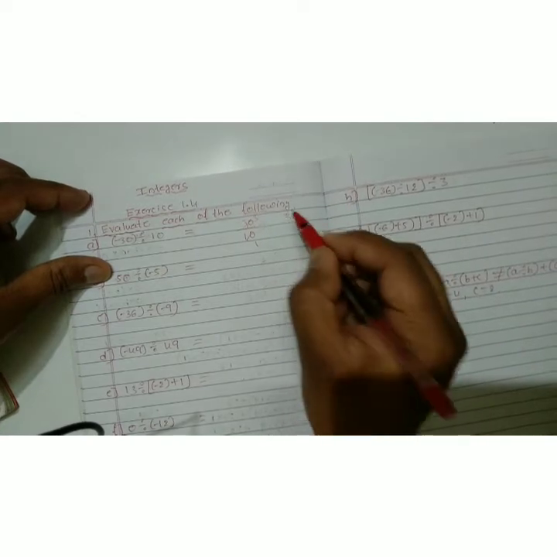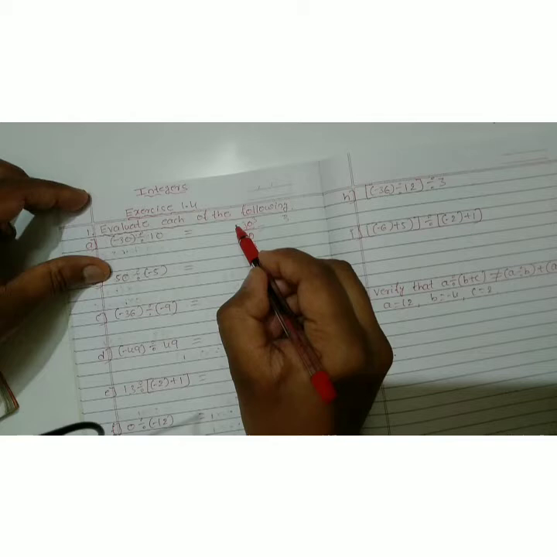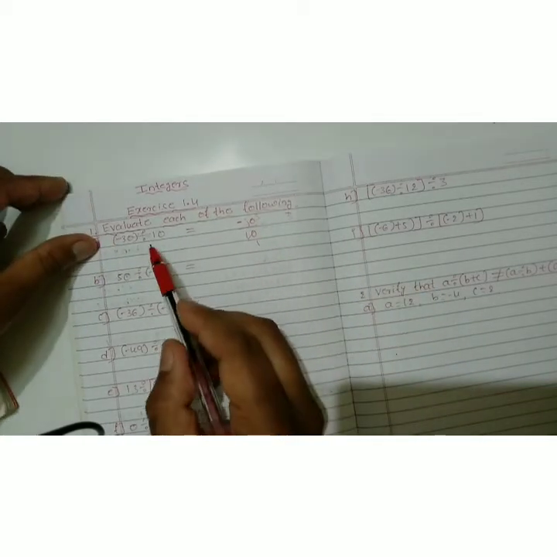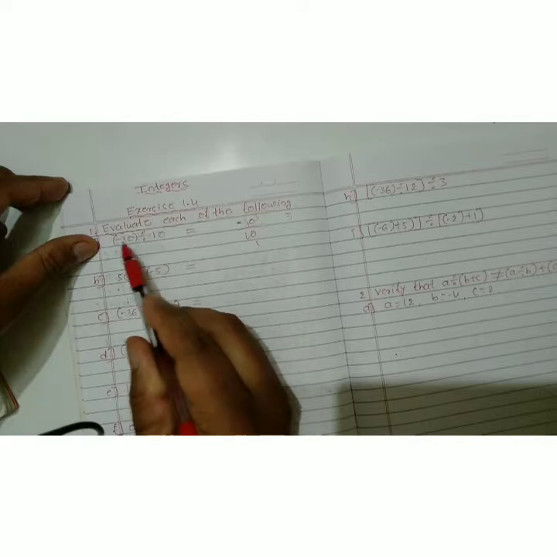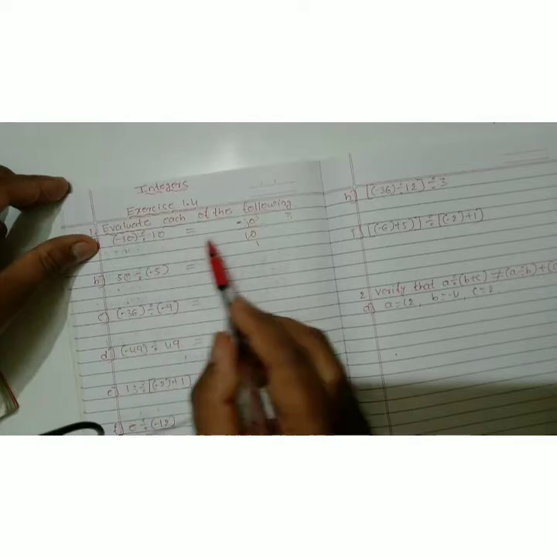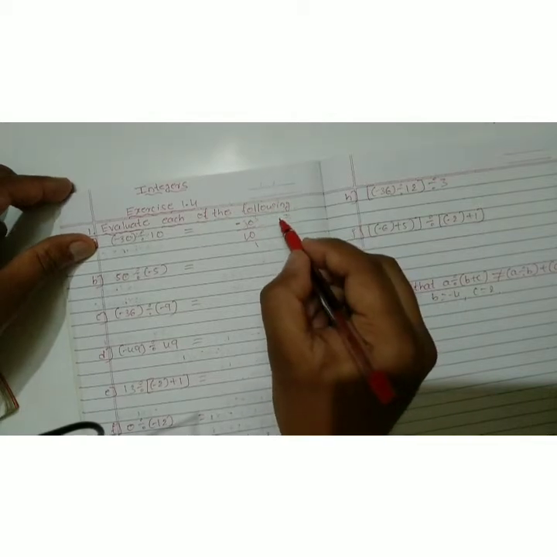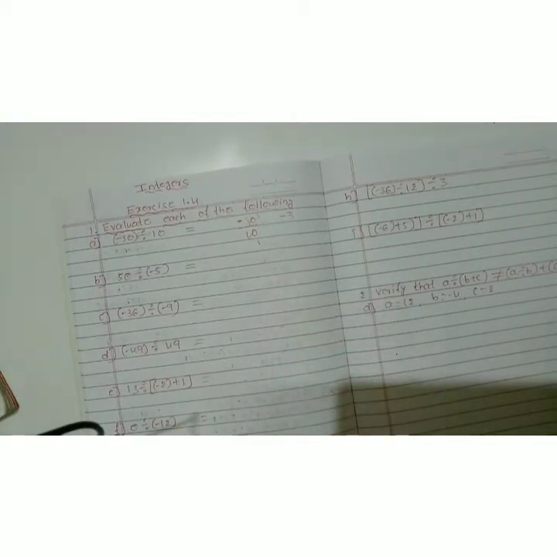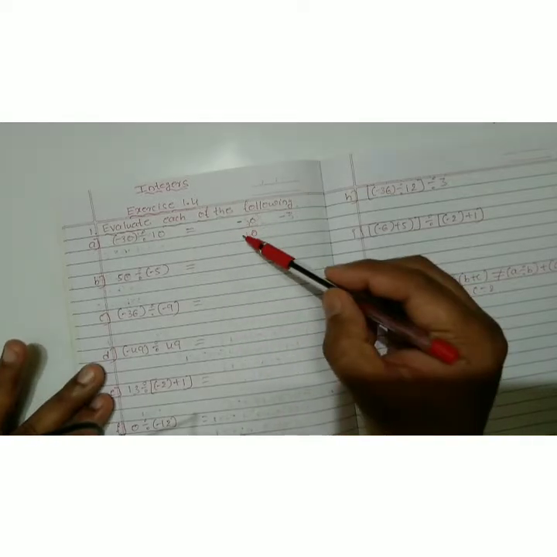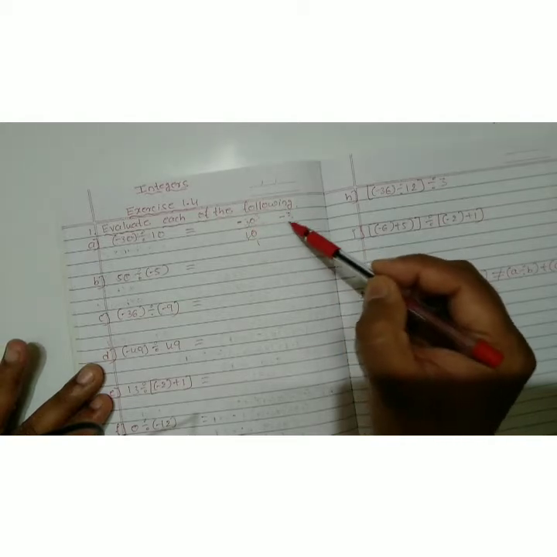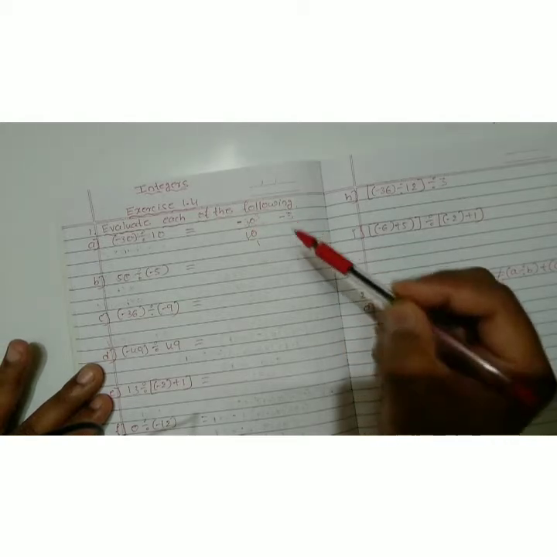So the answer is 3, but you can see the signs in these two integers. Here is a positive sign, and here is a negative sign. So one is a positive sign and the other a negative sign. The answer will be negative, right? Yes or no? With different signs, the answer will be negative.